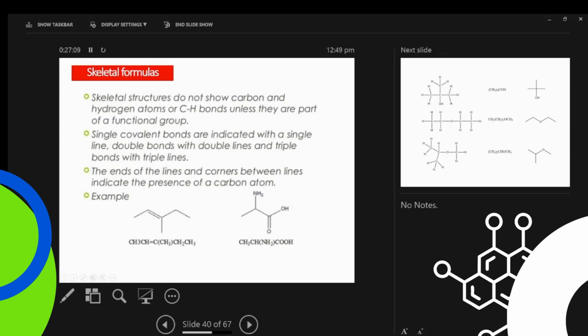Now the skeletal formula shows that wherever there are bendings, those are the carbons. Like here we have carbon, here we have carbon, here we have carbon, here we have carbon, and on the corners we have carbon. Now look over here, how many carbons are there?